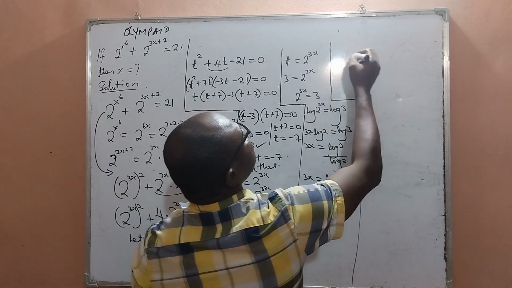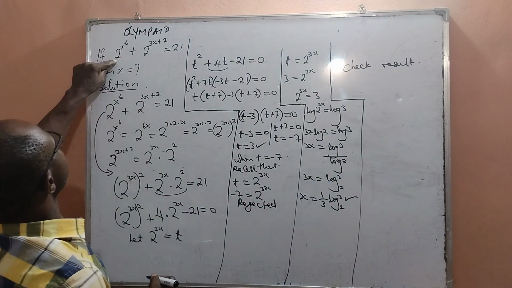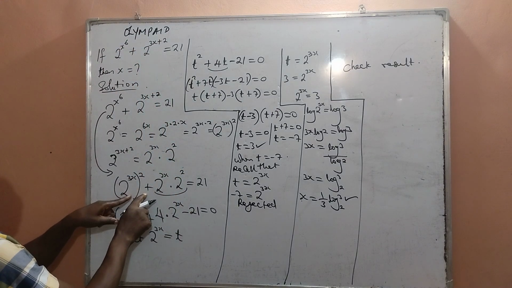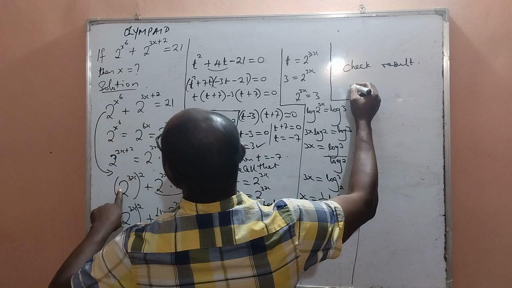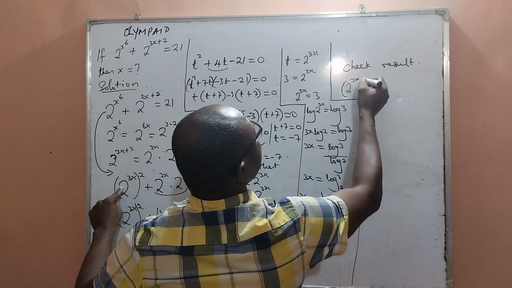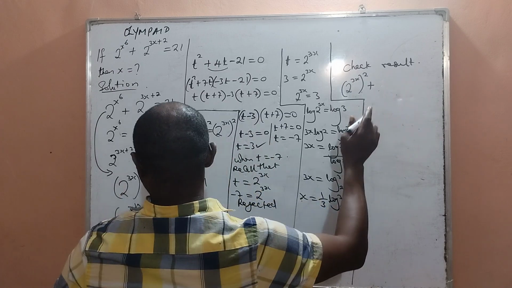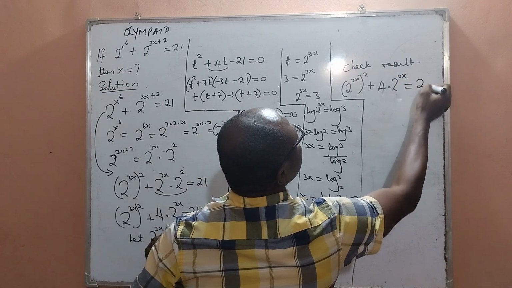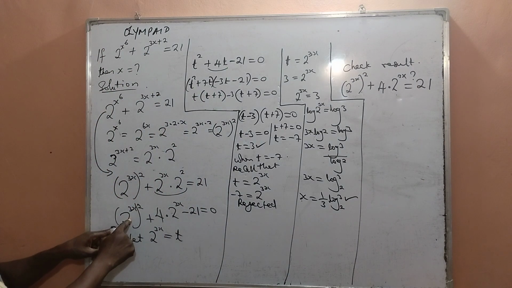Alright, check result. We want to see, in this place we have written the whole question in this form. Alright, this question is interpreted to be this, and it is correct. So I now write this in this form as (2 to the power of 3x) all to the power of 2, plus 4 multiplied by 2 to the power of 3x. Will this be equal to 21? That is what we want to check.